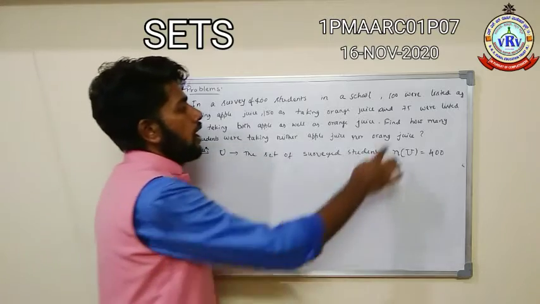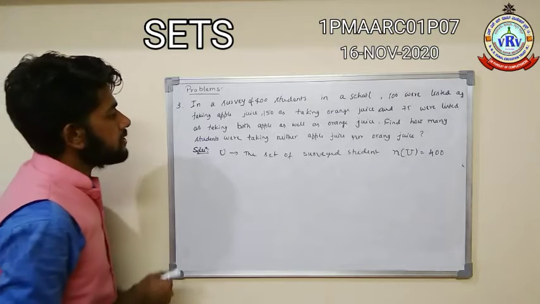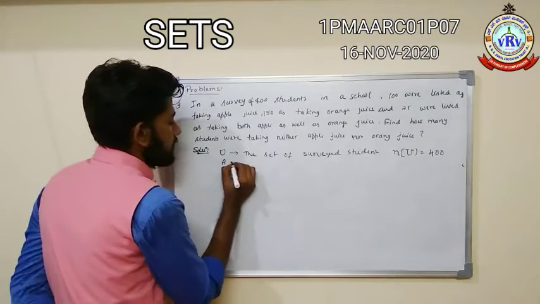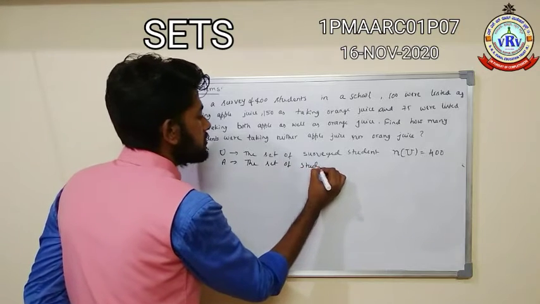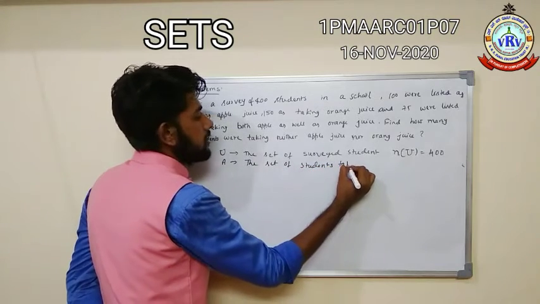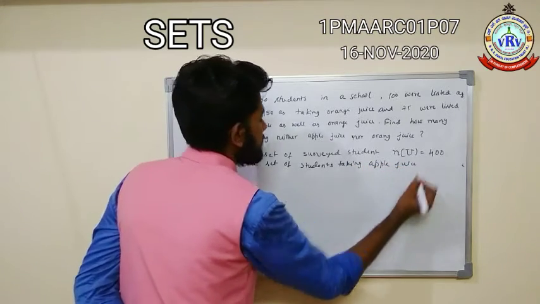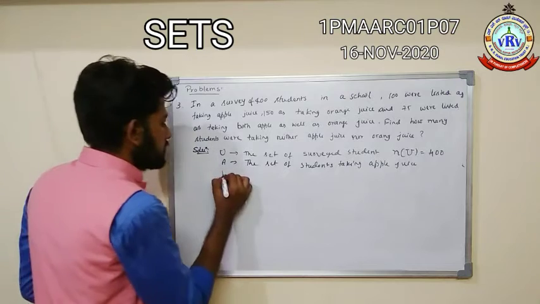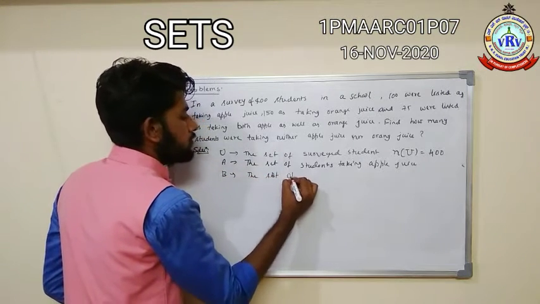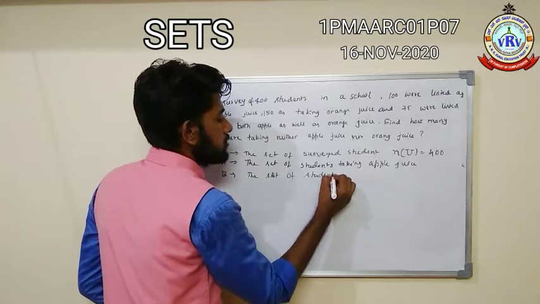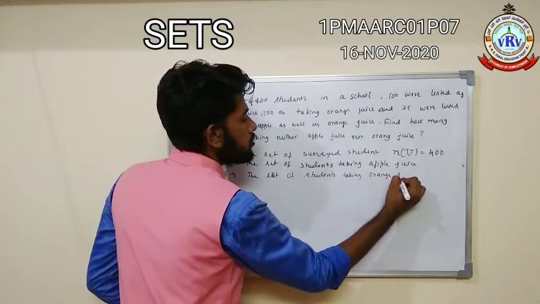So 100 were listed as taking apple juice. I can name a set A. This is the set of students taking apple juice. And set B is the set of students taking orange juice.